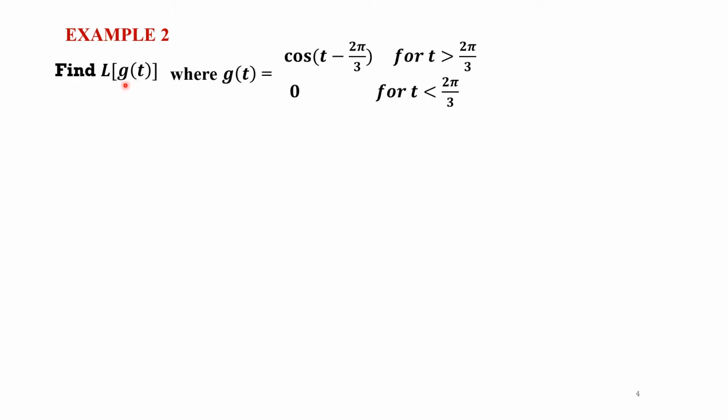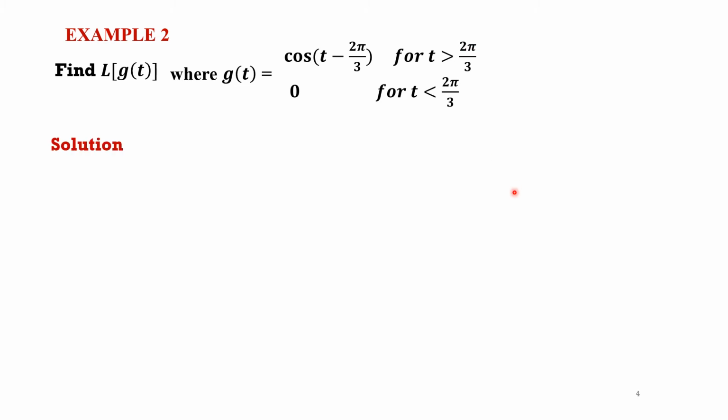Second problem, same way, only the function is different and the limits are different. So find L of g of t, where g of t is cos of t minus 2 pi by 3 for t greater than 2 pi by 3, and is equal to 0 for t less than 2 pi by 3. Only if the function is defined in this particular manner can we apply the second shifting theorem, not for any other function. It has to be 0 for t less than a, and it has to be a function of t minus a for t greater than a. Then only we can apply the second shifting theorem.